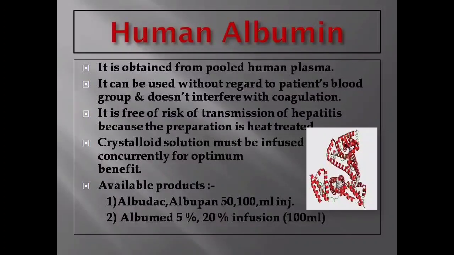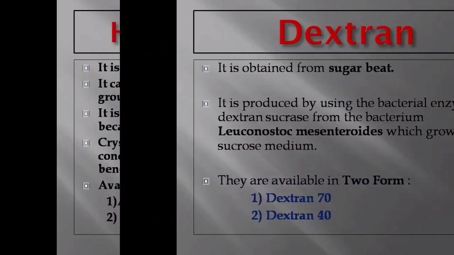Available products of human albumin are Albudec and Albupam, which are present in 50 and 100 ml injections. The second one is Albumed, 5% and 20% infusion, that is 100 ml. The second plasma expander is dextran.